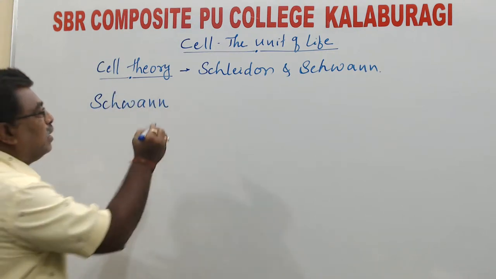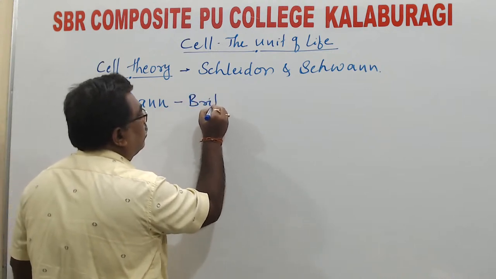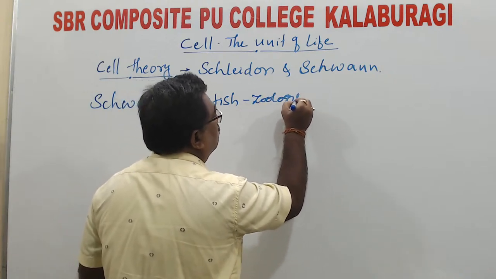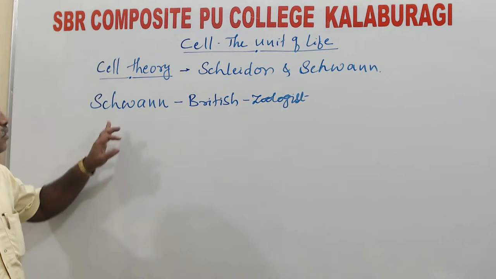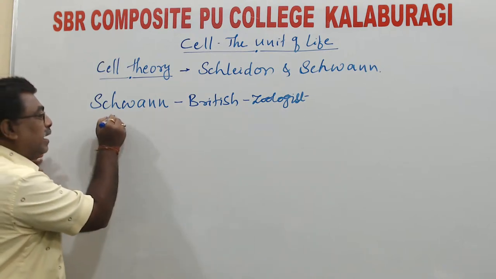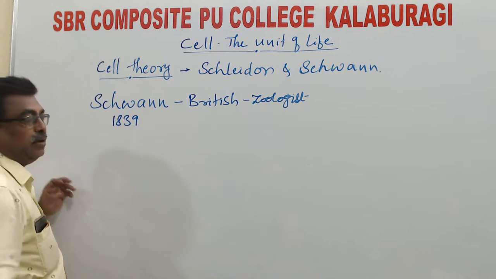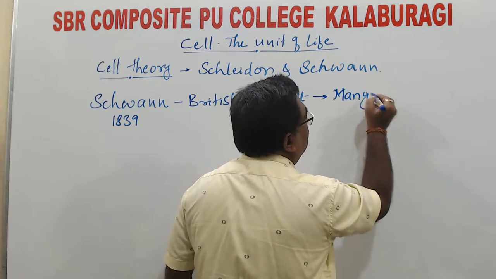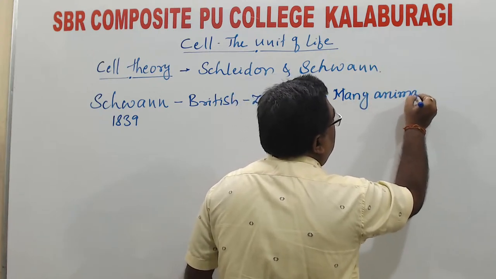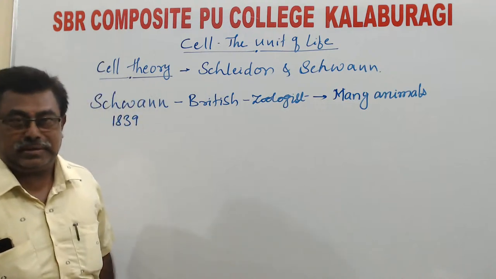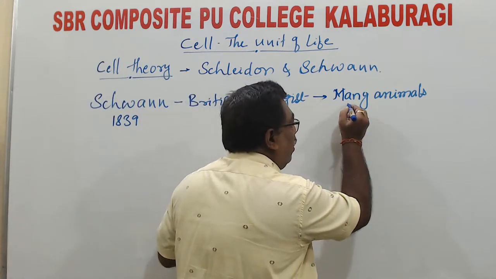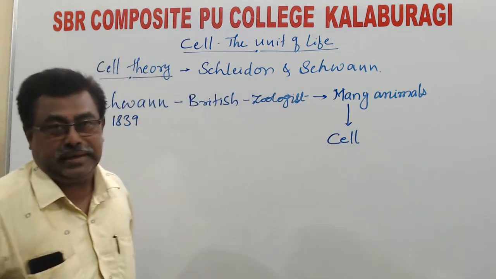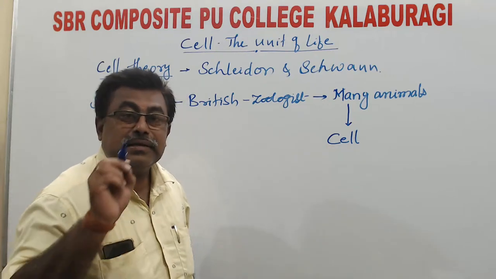The next one, Schwann, a British zoologist. Schwann is a British zoologist. In 1839, he studied many animals. In all the animals, cells are present.